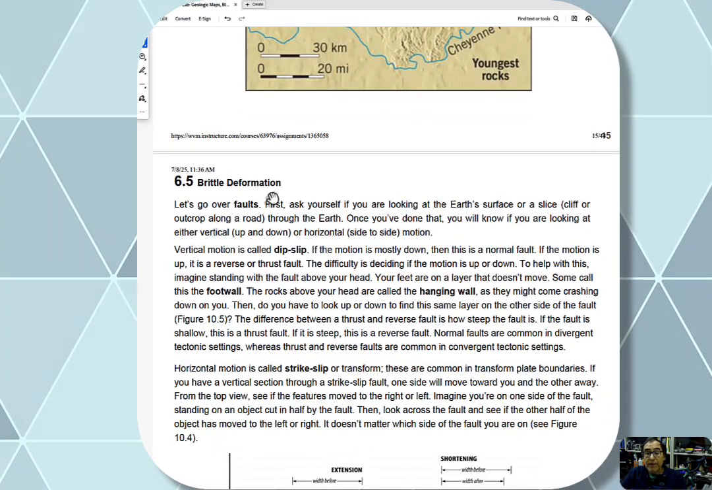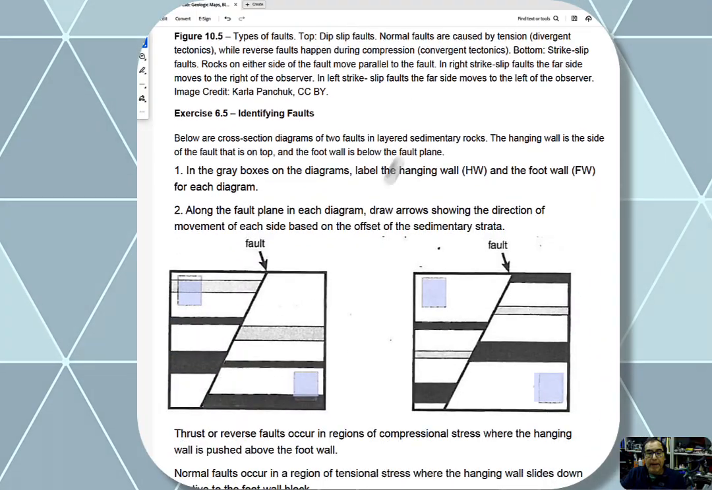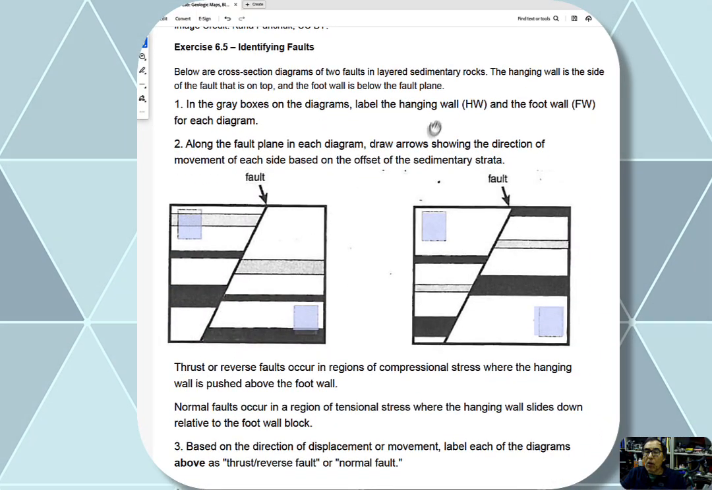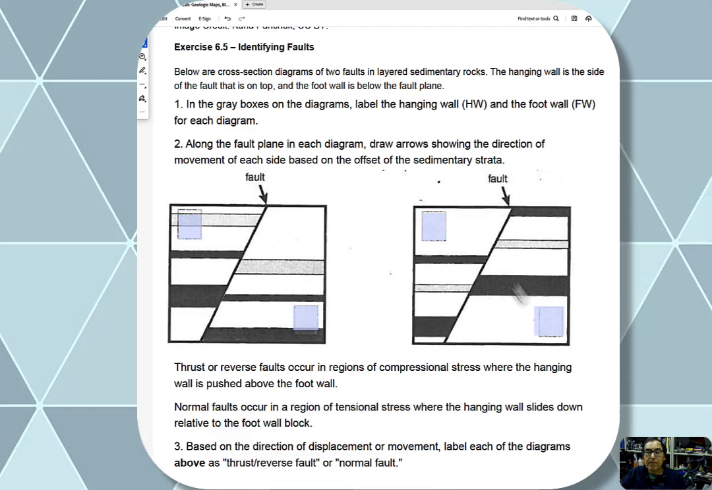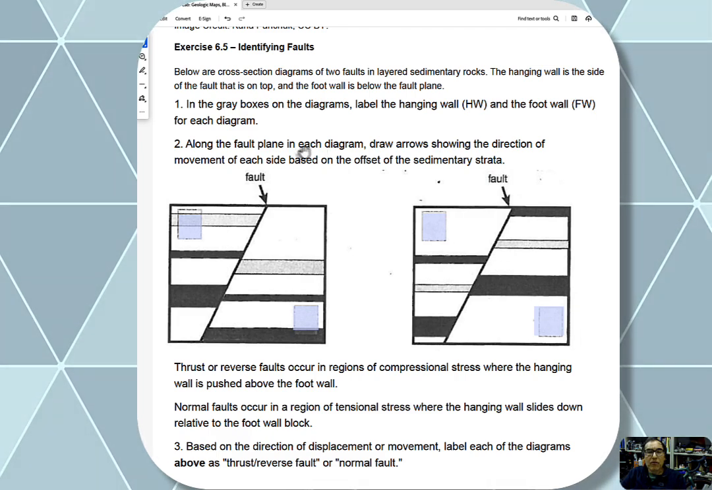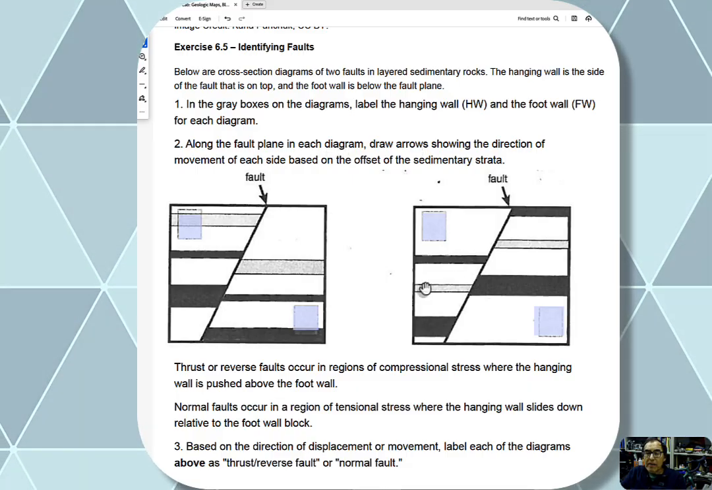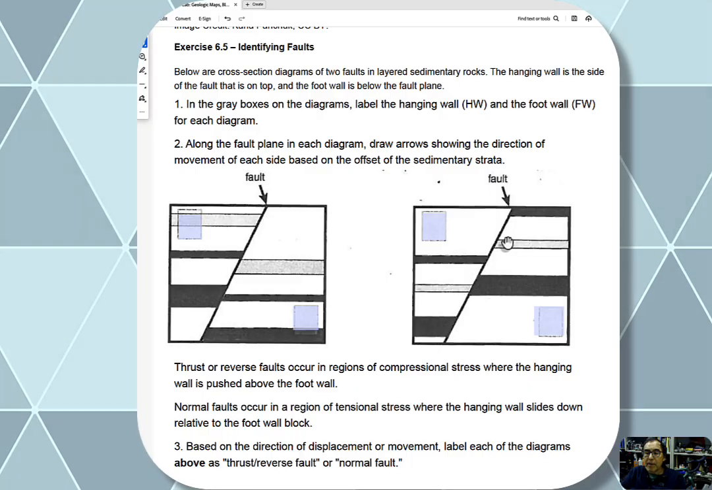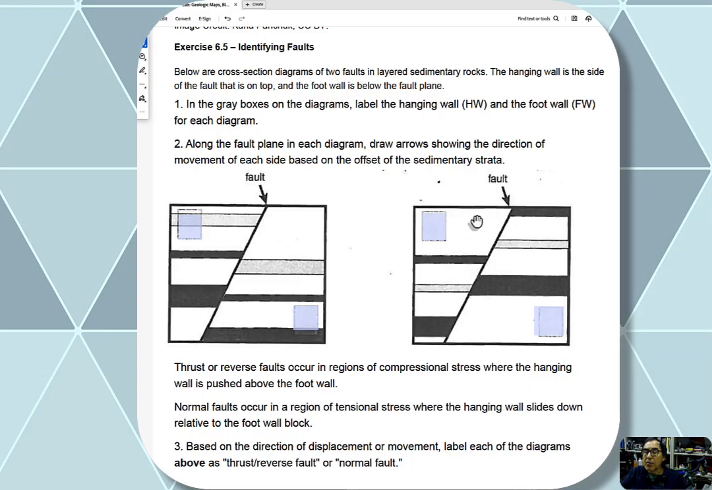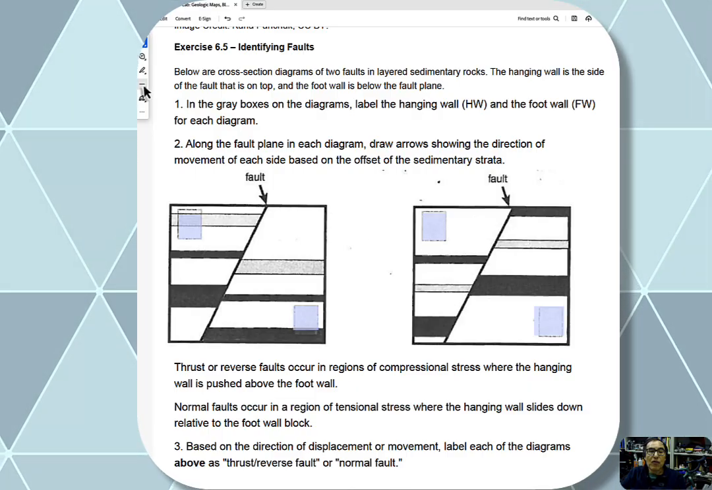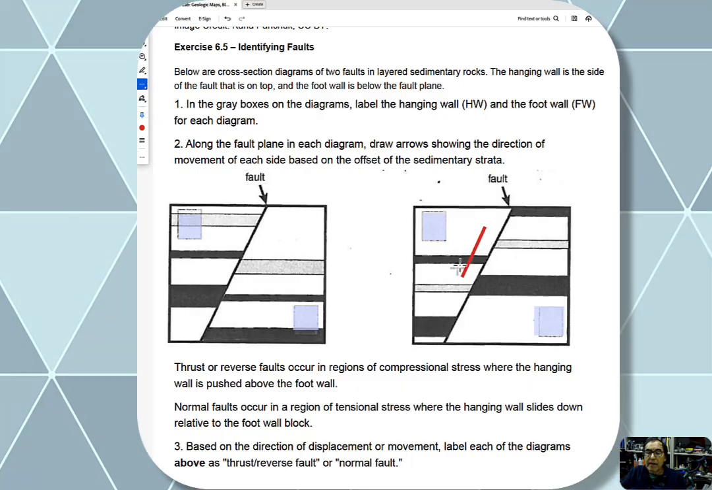All right, so brittle deformation, right, for faults. So the same idea here, we're looking at some different faults. And in this case, remember there's a hanging wall and a footwall. So put either HW or FW in the appropriate boxes here. They also want you to draw some arrows, right? Along the fault plane, draw arrows. The way to figure it out is there are these marker beds. Like this bed and this bed were once continuous, but this block has slid down, right? So if you were to draw an arrow, you would say that block is sliding down, right?